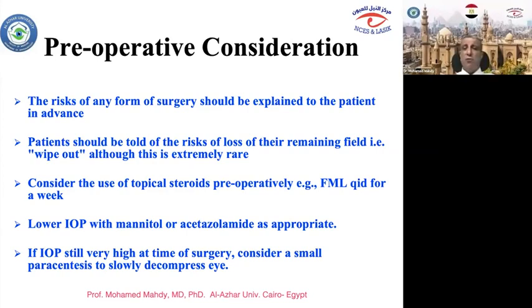Consider the use of topical steroids preoperatively, like fluorometholone for a week. Lower the intraocular pressure with mannitol or acetazolamide if the intraocular pressure is high, if you need it. If intraocular pressure is still very high at the time of surgery, consider a small paracentesis to slowly decompress the eye, and don't do trabeculectomy in an eye with high pressure. Decompress the eye first to prevent complications.